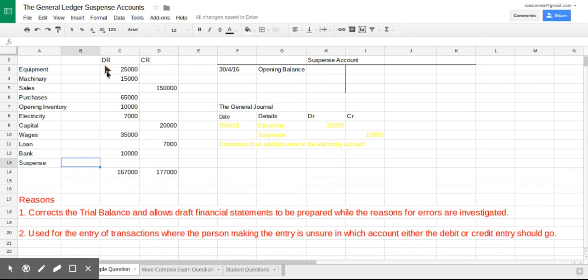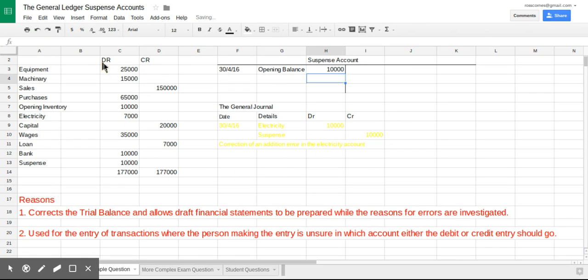Okay, here we've got a simple trial balance, and as we can see, the trial balance doesn't balance. So what we need to do to make it balance in the short term, we need to put 10,000 onto the debit side. And if we do that, we would call that a suspense account entry, and we'd open the suspense account with £10,000 in it.